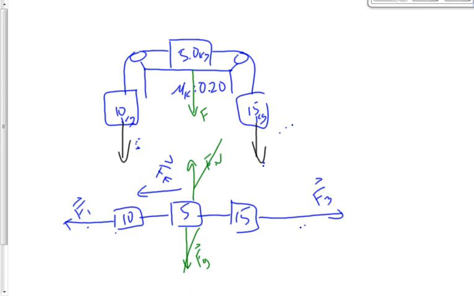Doesn't cancel though on the 10 because it's not sitting on a table, right? The 10 and the 15, but the 5 is sitting on the table. Gravity is canceled by the normal force. I got a lot of stuff going on here, so I'm just going to erase those.